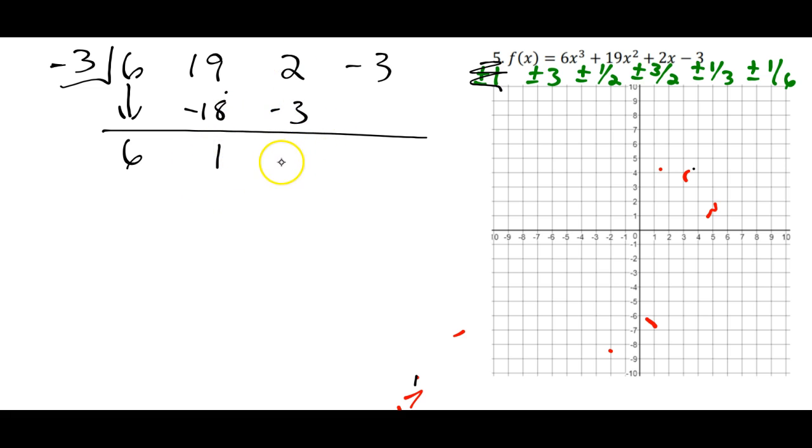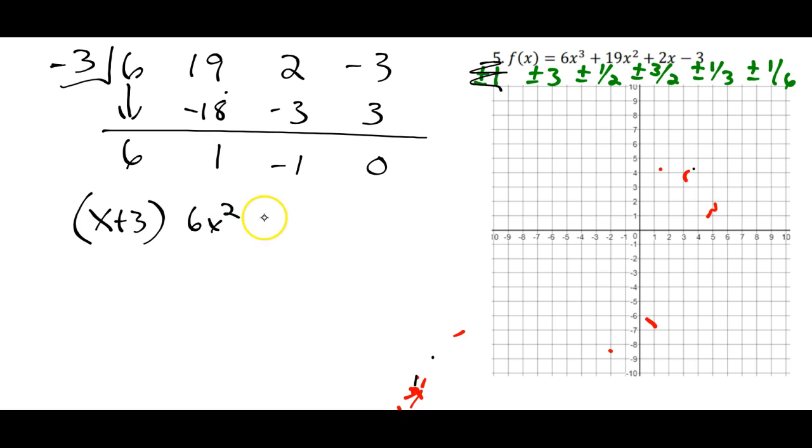-3, adding gives me, what, -1. Multiplying here gives me positive 3, adding gives me 0. Seems like every time I say that, I find the 0, so maybe I should start saying that. So negative 3 is a 0. That means that x plus 3 is a factor. It's the opposite there. That also means that this is 6x squared. That's 1x. And that's negative 1. And the remainder of 0 kind of goes away there.